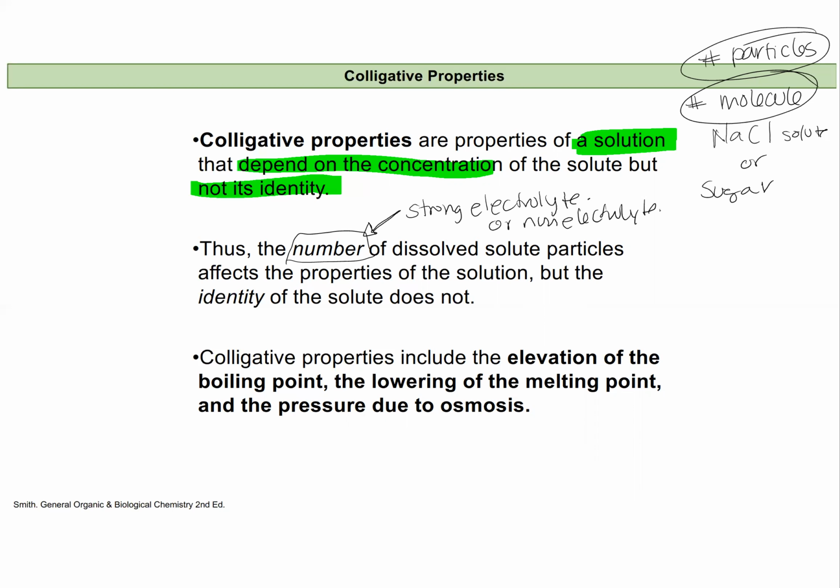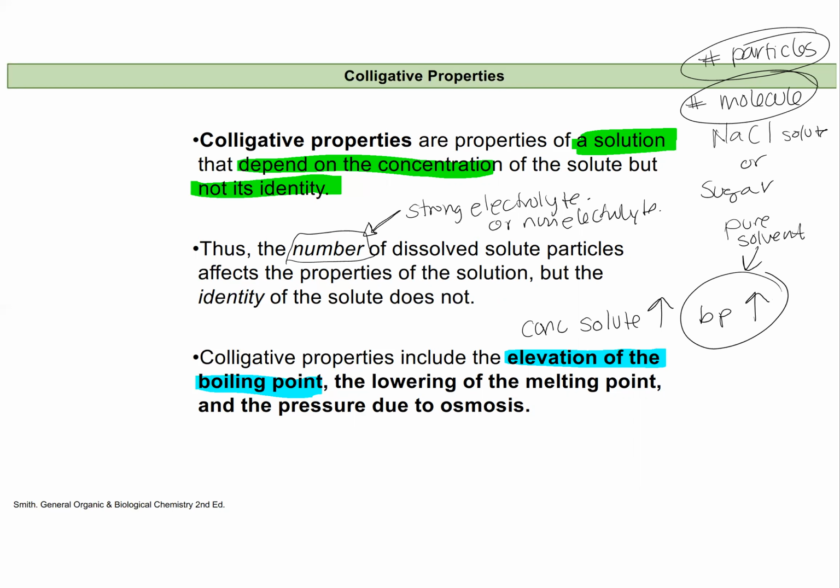So examples of colligative properties are the elevation of boiling point. As you have more particles in solution, or a higher concentration of solute, the boiling point of the solution will increase. So as concentration of solute increases, the boiling point increases.